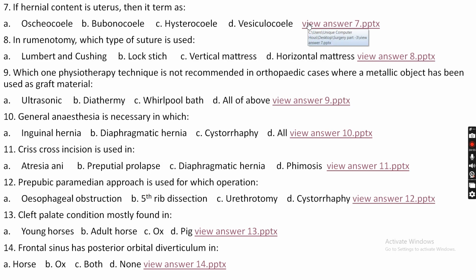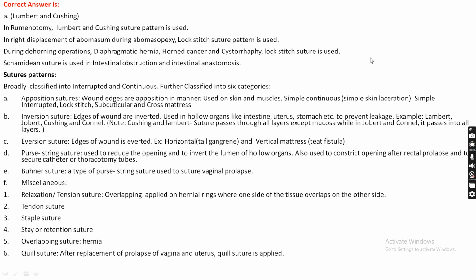Question number 8. In ruminotomy, which type of suture is used? Option A, Lembert and Cushing; option B, lock stitch; option C, vertical mattress; option D, horizontal mattress. The right answer is option A, that is Lembert and Cushing. In ruminotomy, because there is a hollow organ that we have to sew, we use an inverted type of suture, that is the Lembert and Cushing suture pattern.